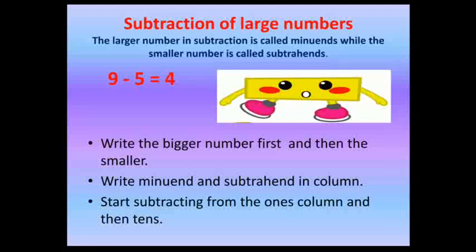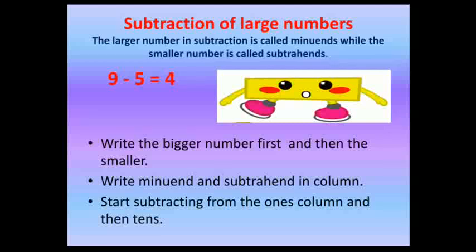Now let's discuss some rules of subtraction. Write the bigger number first, then the smaller. It means if you have two numbers to subtract, write the bigger number first and then the smaller number, in a column. The bigger number is called the minuend and the smaller number is called the subtrahend.